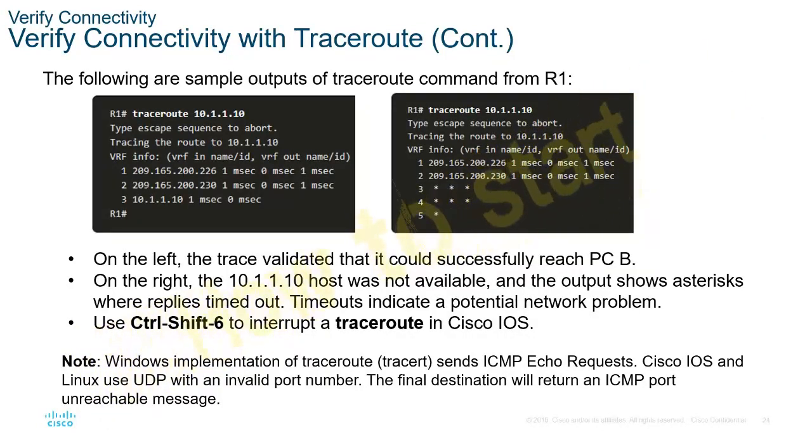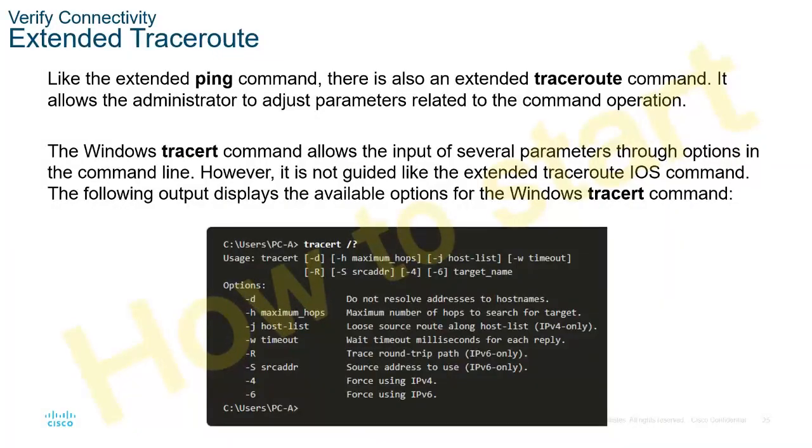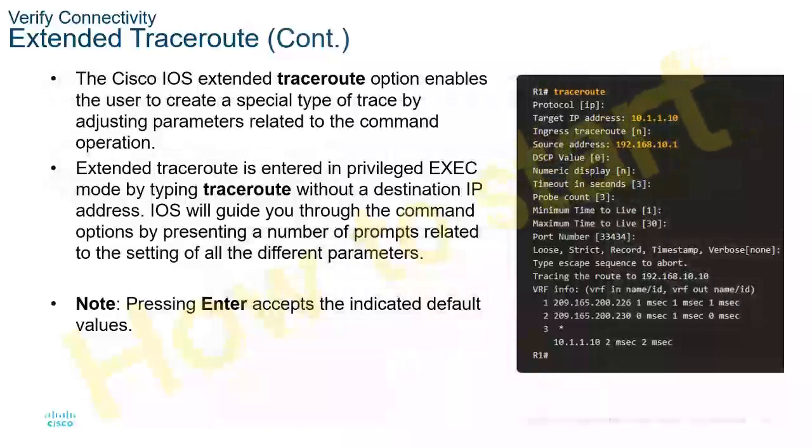Again, we can do traceroute on a device as well, but on a Cisco device, it would be Control-Shift-6 to interrupt the traceroute instead of Control-C. Traceroute, like ping, has an extended command set. There are lots of switches that we can use depending on the functionality that we want. And again, essentially, traceroute allows us to see hop by hop between source and destination.